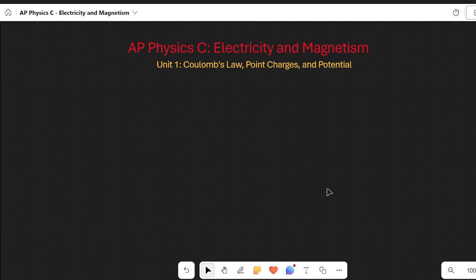Today we will be starting our study of AP Physics C, Electricity and Magnetism, and we will be starting off with Coulomb's law, point charges, electric fields, and potential.